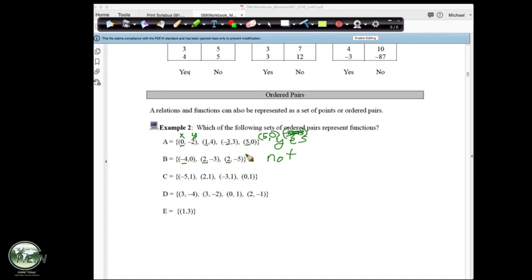So it's the same thing like it was in the chart there, just looked at differently. If you wanted to, you could put them into charts, inputs and outputs side by side. It's just another way of looking. And that's what you're going to see: this is the same concept, but we're going to look at it in different ways. One as a table, one as a set of ordered pairs. We're going to see what it looks like when we put it on a graph.